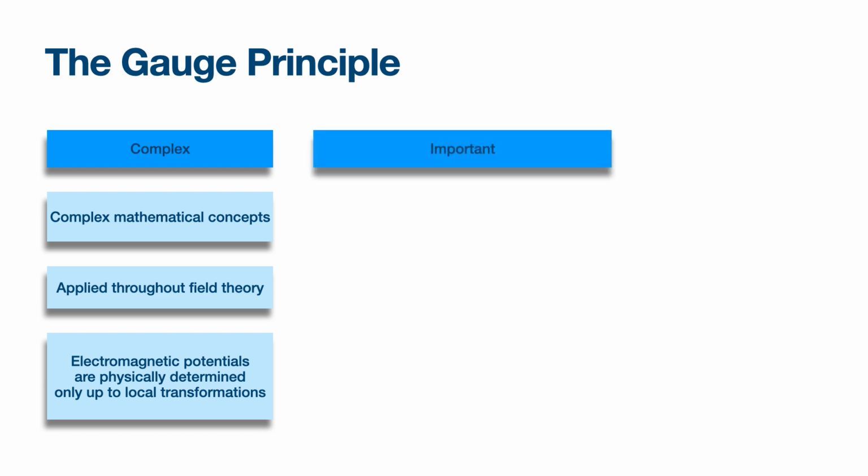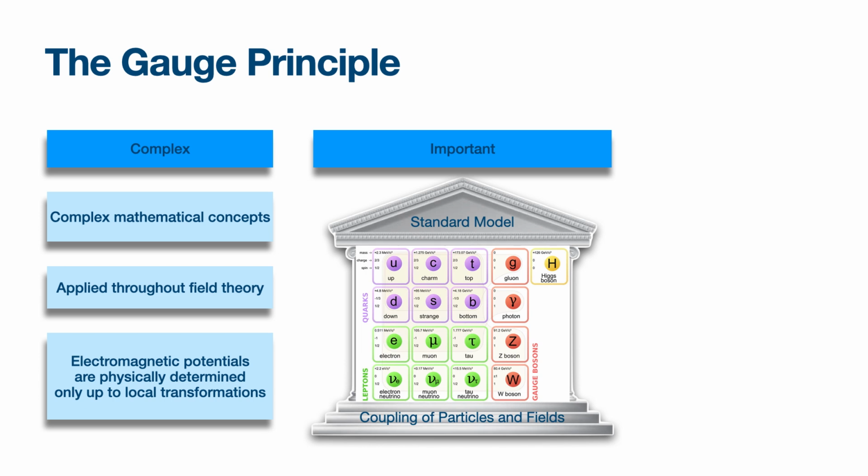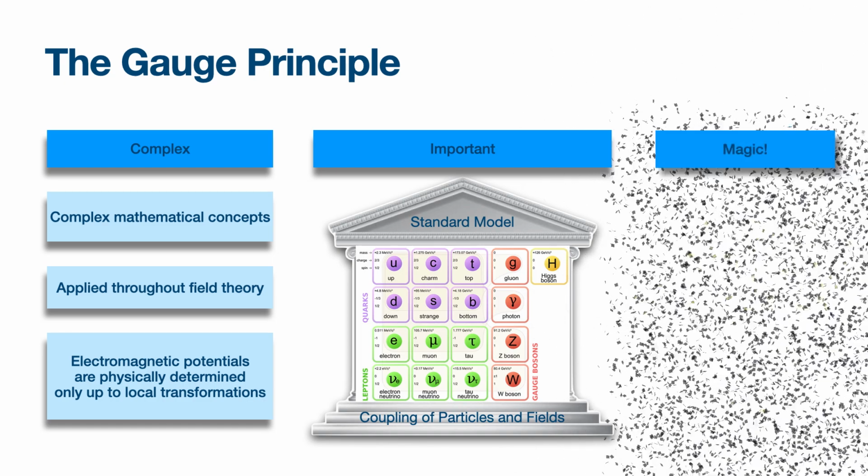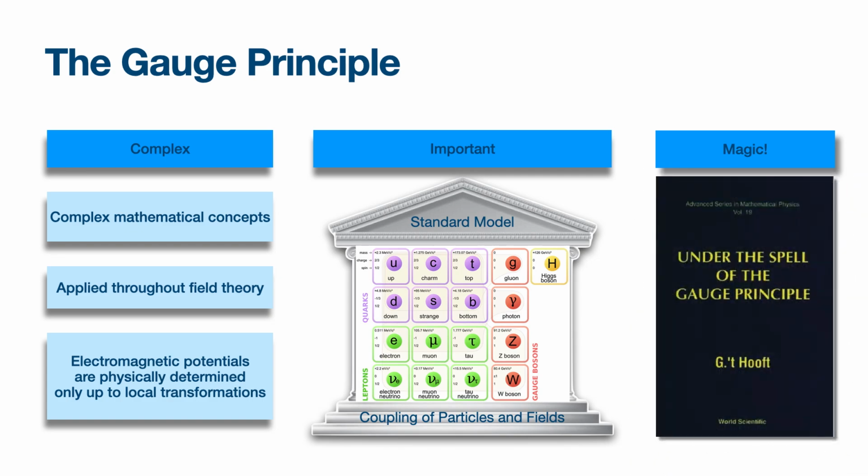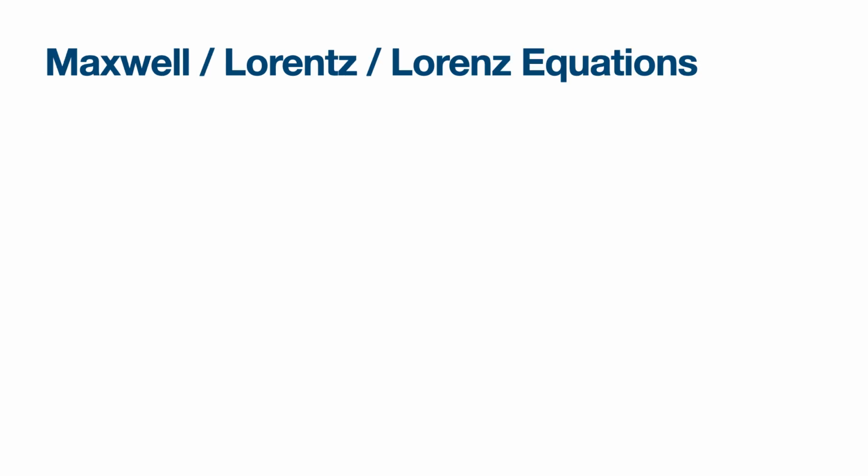The gauge principle is considered the most important principle of theoretical physics. It is the guiding principle for the coupling of particles and fields, and as such it forms the basis of the Standard Model. The gauge principle also has a touch of magic to it, as it holds many theoretical physicists under its spell. The gauge principle has its roots in classical electromagnetism.